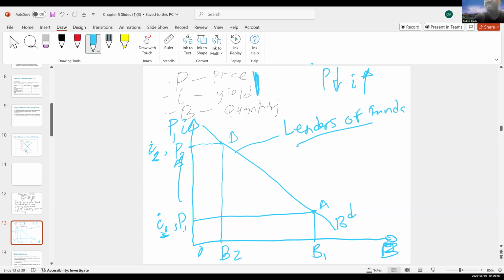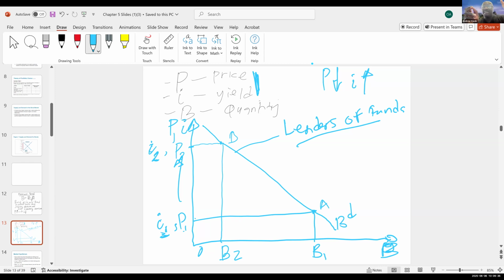Anytime you buy a bond, whether a government bond, a state and local municipal bond, or a corporate bond, you are lending money to the corporation or to the government. So if you are buying bonds, you are demanding bonds. Think about it: if you are the lender of funds, you want to get paid a higher interest rate on your investment, correct? Okay, so that matches with this.